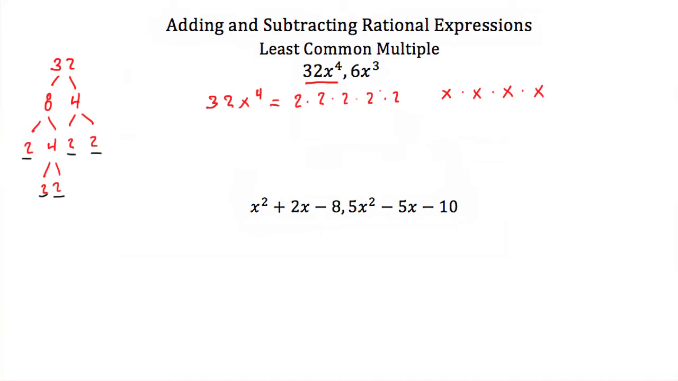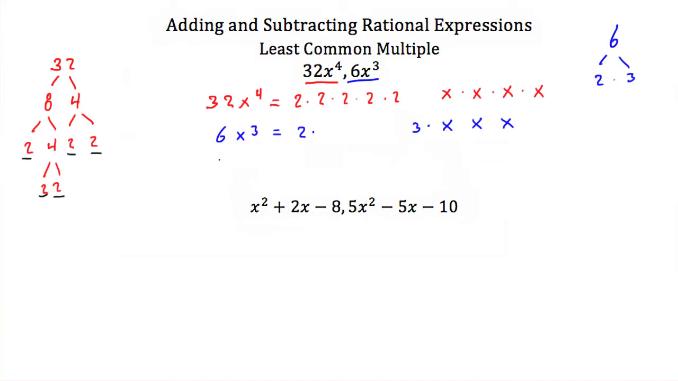Now we need the factors of 6x cubed. Well, 6 is just factored into 2 times 3. So 6x cubed then, its factors would be 2 times 3, and then 3 x's, so times x, times x, and times x.